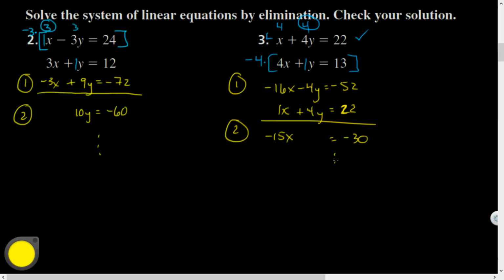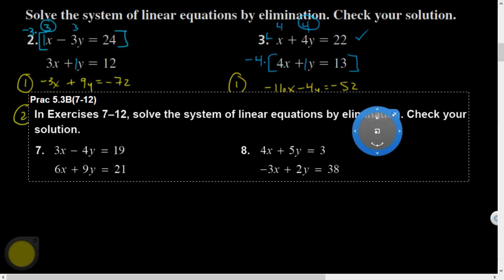And then you could solve from there if you really wanted to. But even though I want to, I want to make sure we get some extra practice. Okay, so we're just setting up these opposite coefficients. Here's some more problems for us.